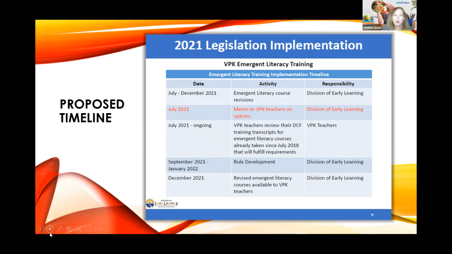They are going to review the DCF training transcripts. So that's something to take a look at once we get that memo, to look at the training transcripts. Then they'll start in September through January working on rule development. And by December, they should have that 3rd course available.